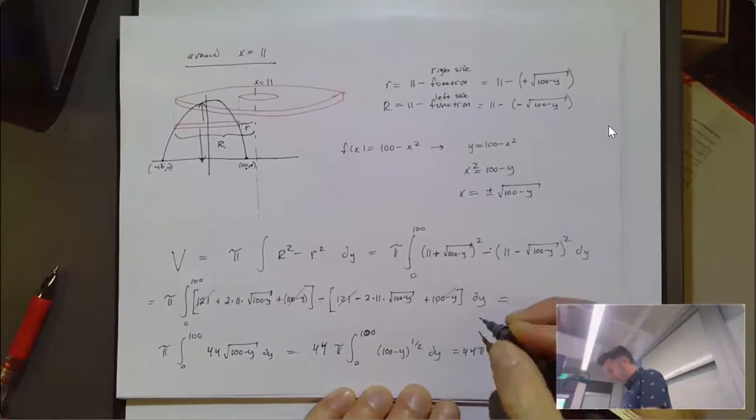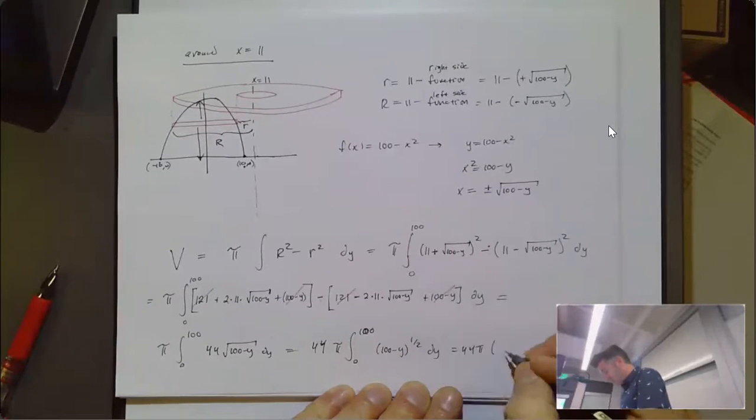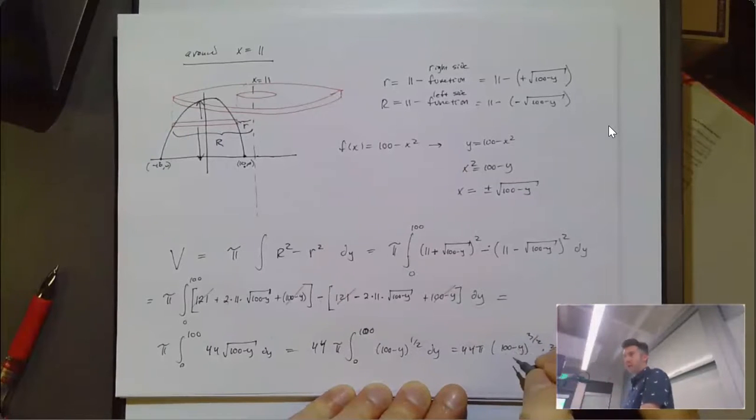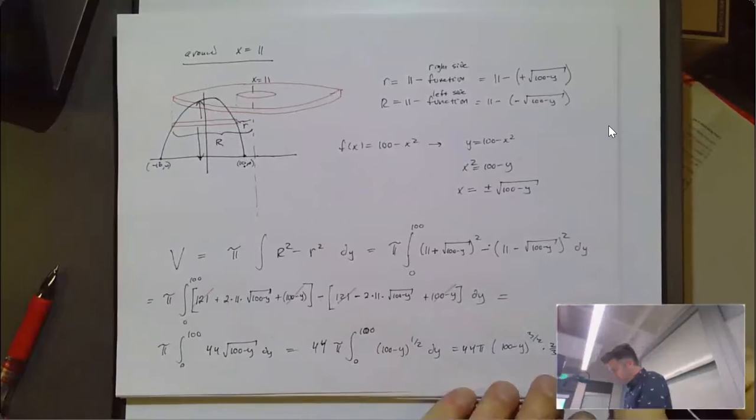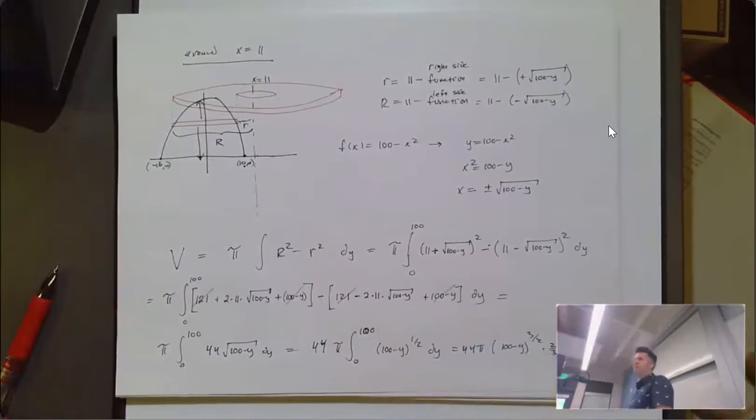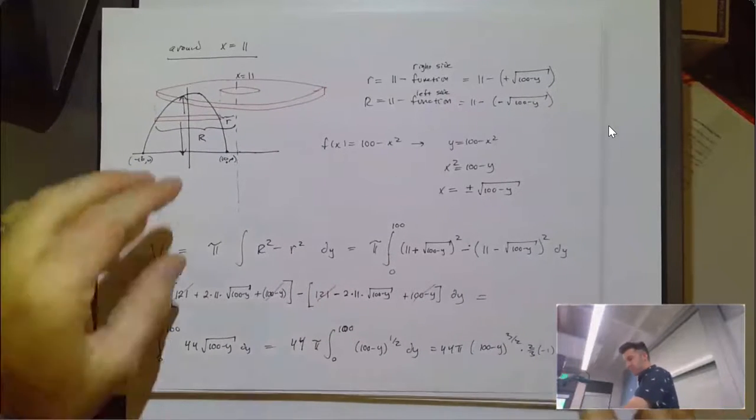The integral of 100 minus y to the 1/2 is 100 minus y to the 3/2 divided by 3/2, or times 2/3, and then also divided by a -1 because of the negative there, so times a -1, and then from 0 to 100. Or you could do a u sub, but it's not like you have to do a u sub there.